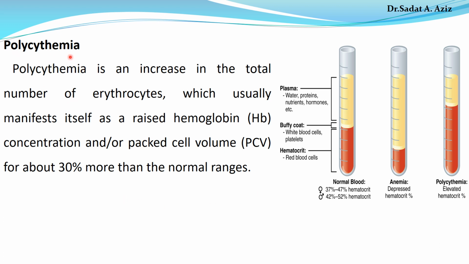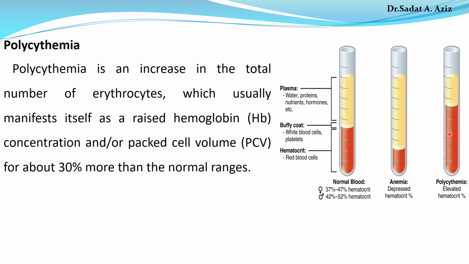In opposite to that of anemia, we have another condition which is called polycythemia. Polycythemia is an increase in the total number of erythrocytes. So the number of the erythrocytes is increasing, okay? Which is usually manifested itself as what? As a raised hemoglobin concentration and/or packed cell volume, both of them, both the hemoglobin concentration and packed cell volume for about 30% more than the normal ranges.